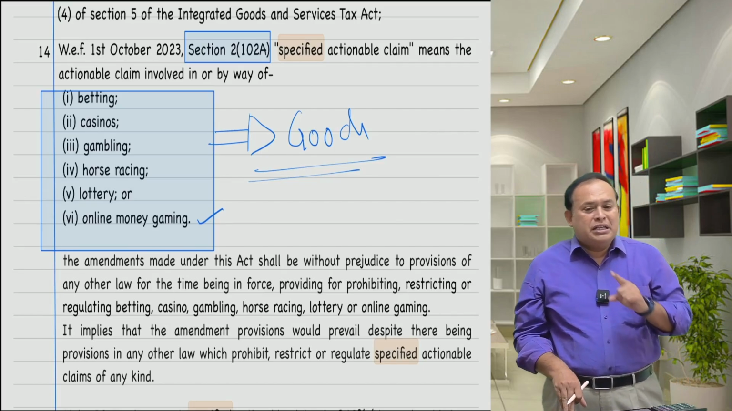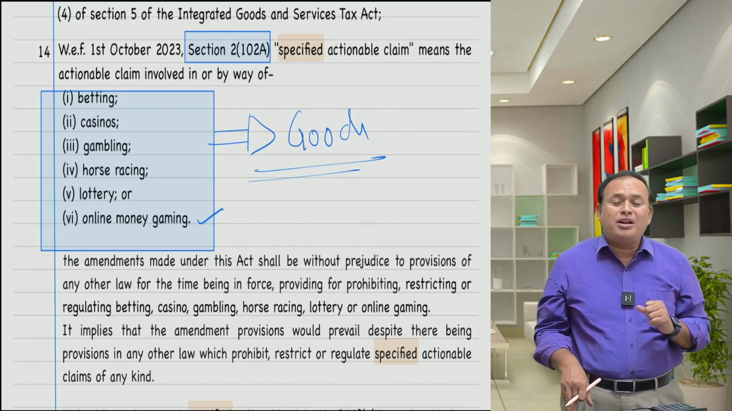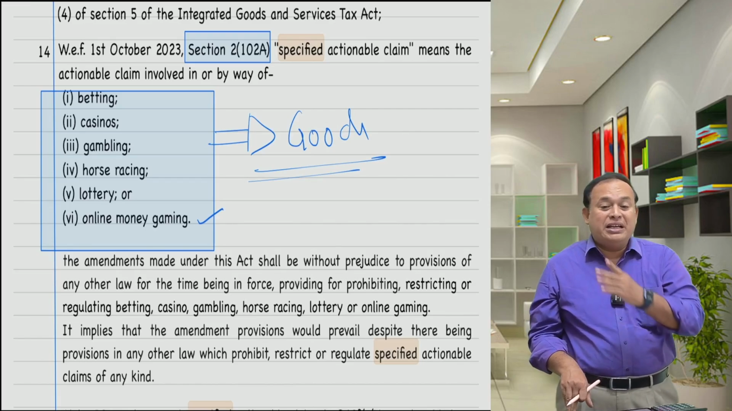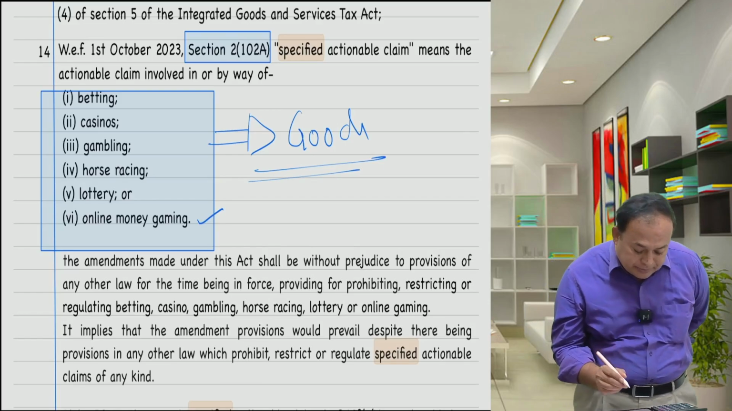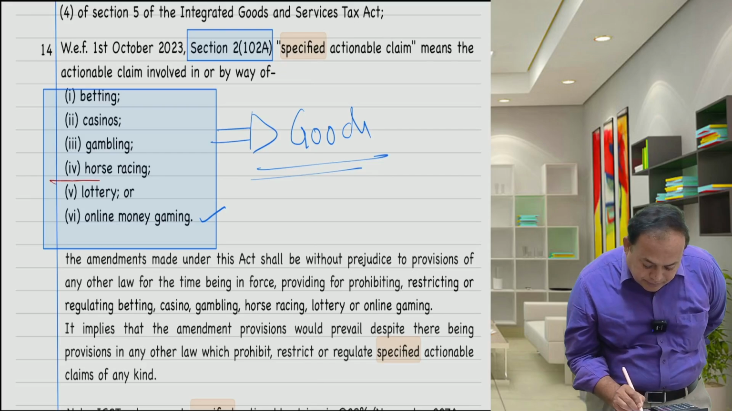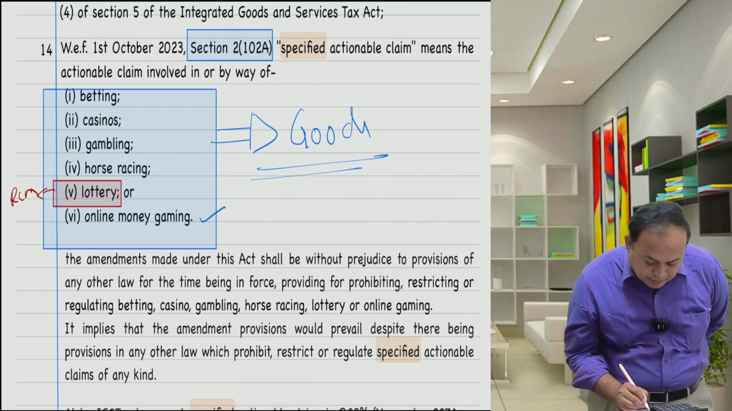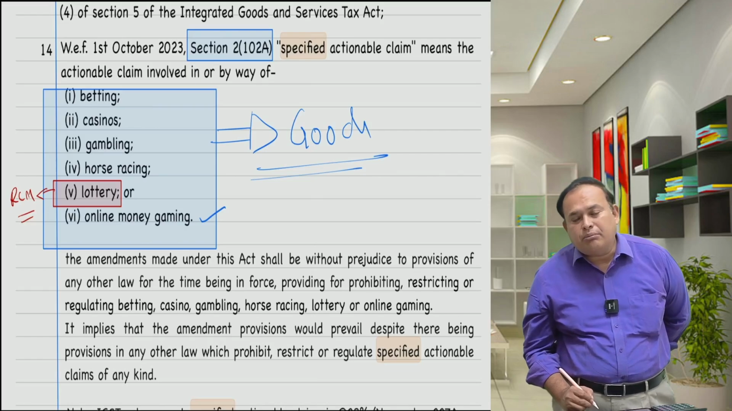Now please come back. Specified actionable claim, section 2, subsection 1 or 2, capital A, where there are 6 points. Here, if you refer, especially this term lottery, it is under RCM. It is under RCM. Remaining all FCM.